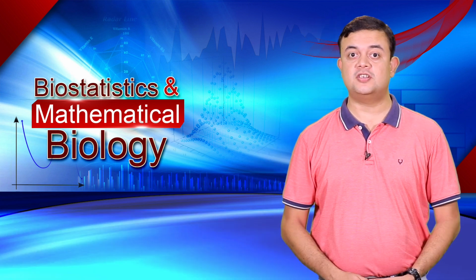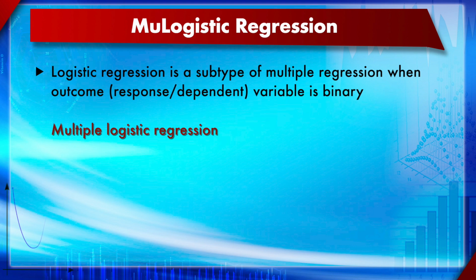Section 3, Logistic Regression. Logistic regression is a subtype of multiple regression when the outcome, response, or dependent variable is binary. So multiple logistic regression is the better way to say it. It is always multiple, and it is basically a linear regression type. Multiple regression is also a kind of linear regression, but more than one variable is used at the same time.